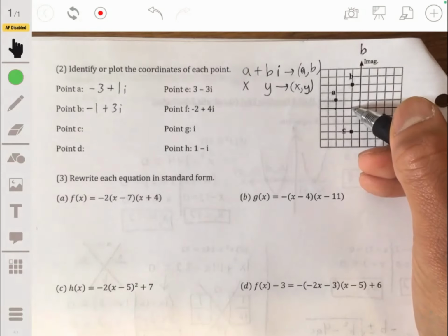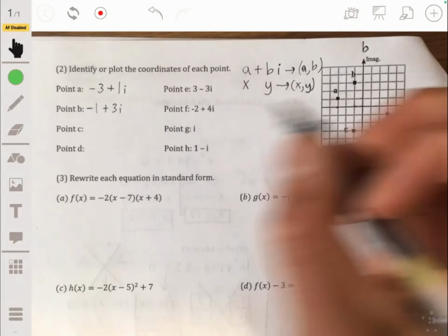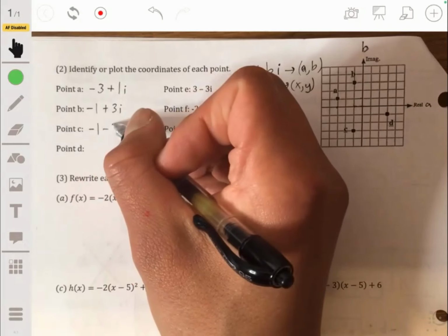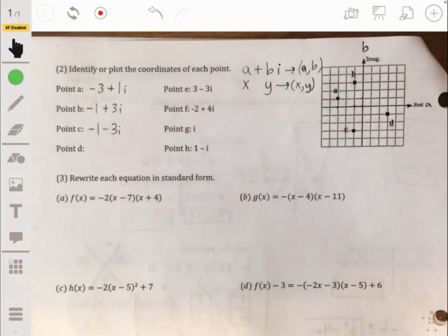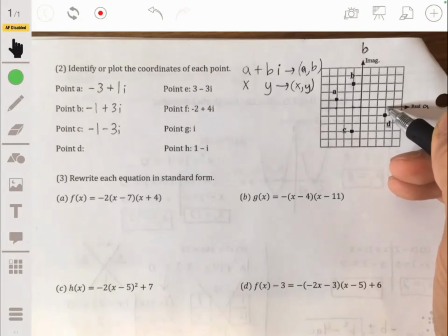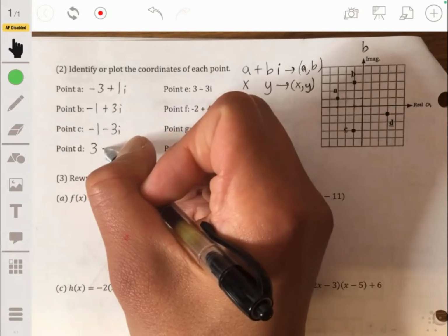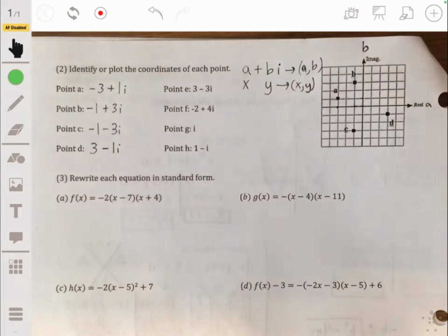Point C, that's like negative 1, negative 3. So we're going to put negative 1 minus 3i. Point D, that's like 3, negative 1. So we're going to write this as 3 minus 1i.